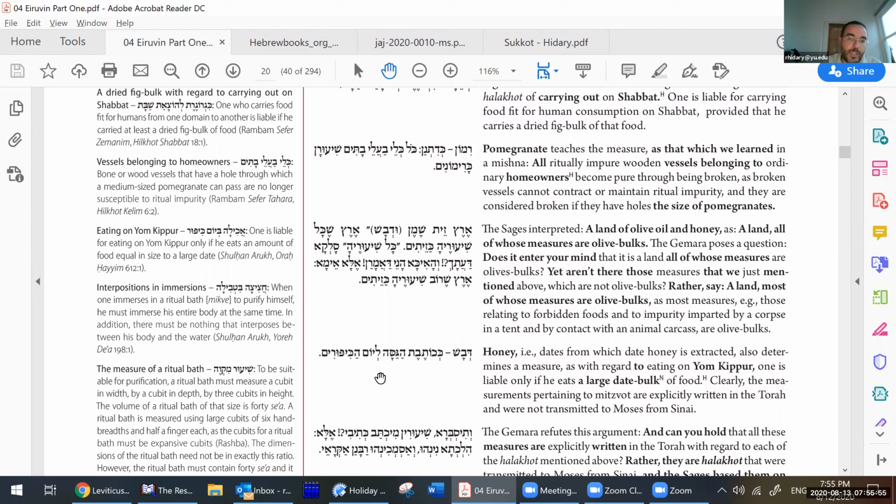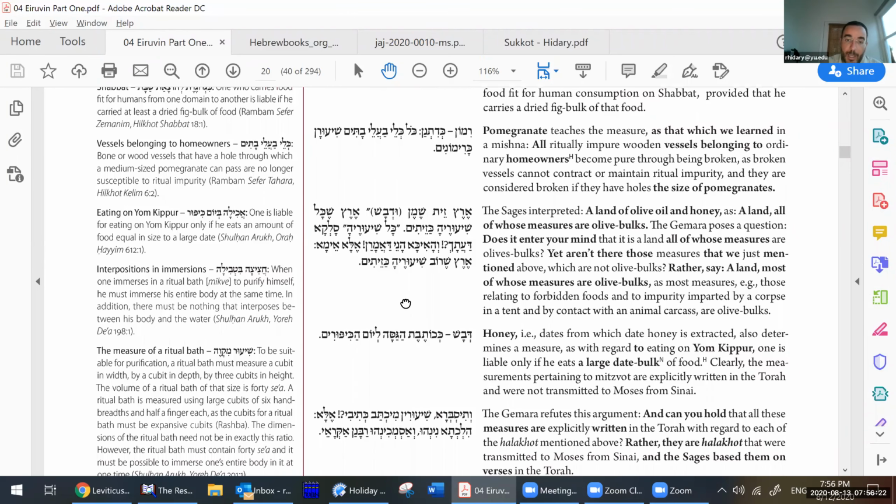Devash, kekotevet hagasa liyom kippurim. With dates, devash, we say honey, but usually when we say devash, it can mean bee honey, but most of the time in Tanakh, it means date honey, like haroset, or date syrup. So that's this amount, a date size. That's the amount that you're not allowed to eat on Yom Kippur mideoraita.